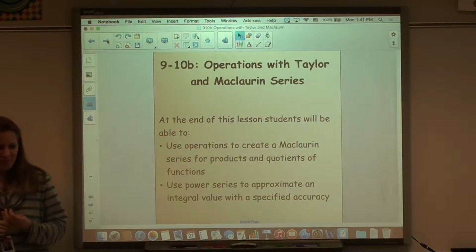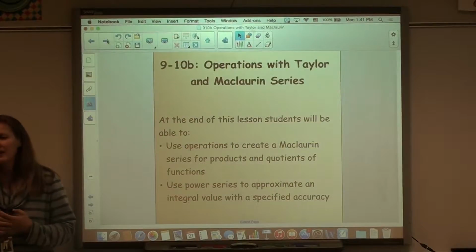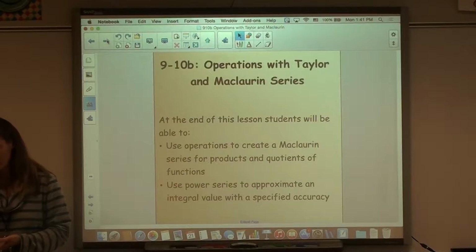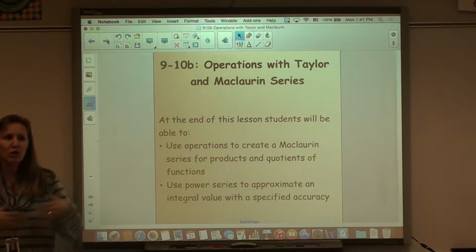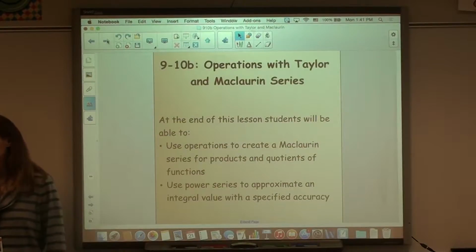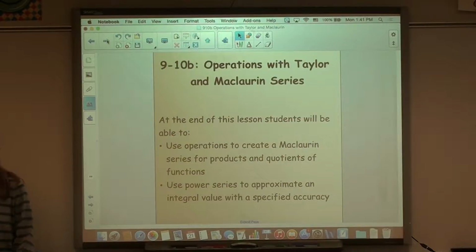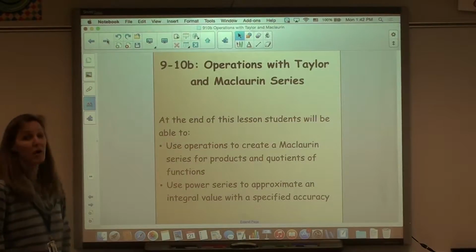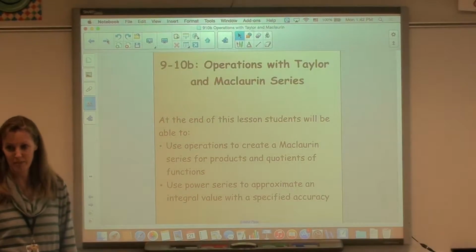Honestly, I'll tell you this: quotients are not on your test, and they're not in your homework, and they're nowhere that I can find anywhere, and I don't want to deal with them right now, to be honest. So we have enough to do without adding quotients of Maclaurin series. So we're going to do products of Maclaurin series, and we're going to rock them, right?